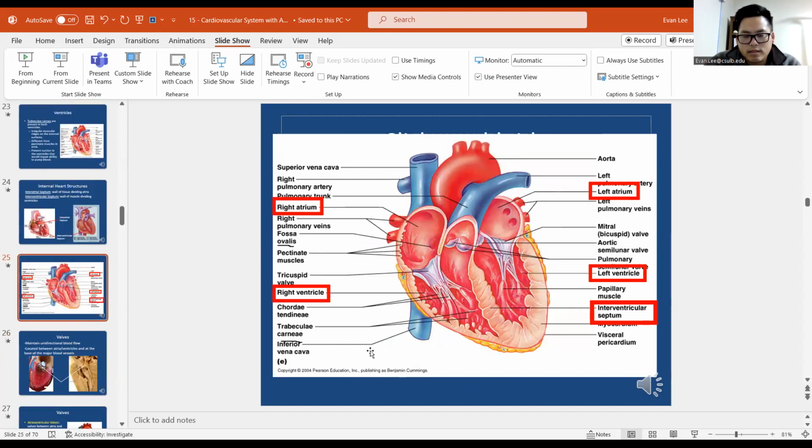So once again, you can see your chambers, and just to quickly review, you've got your two chambers on the top, left atrium, right atrium, two chambers on the bottom, left ventricle, right ventricle. And you can also see your trabeculae carneae, but you can't see the pectinate muscles because those are on the inside of the auricle. You can also see at least the interventricular septum, but the interatrial septum is kind of blocked by these blood vessels.